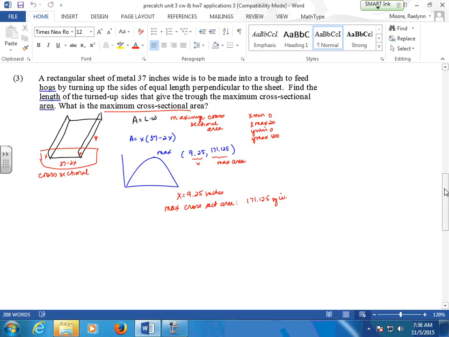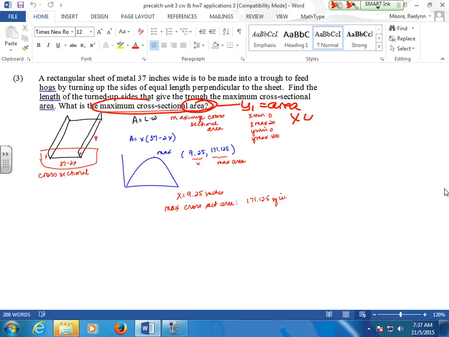So we did x times 37. If we're going to pull each little piece in, that's x. We're going to pull in 37 minus x minus x, so minus 2x, and get a max. And again, this says what is my maximum area. This is what goes into y1.